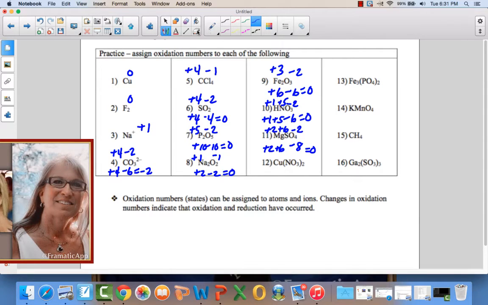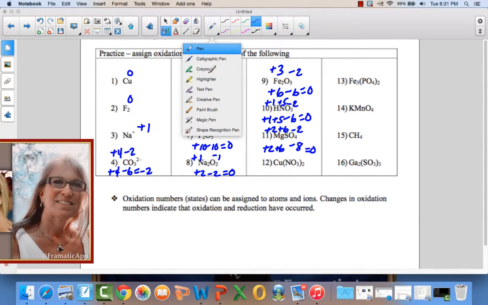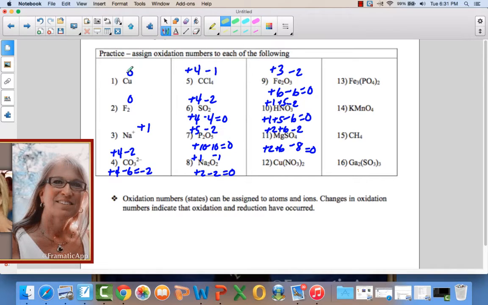Remember, I am only interested in these numbers up top. Okay? I'm only interested in these numbers up top. Alright? Just the ones up top. Bottom down here is showing you the math. I'm not interested in the math. I'm showing you that that's how you can do it and figure it out.